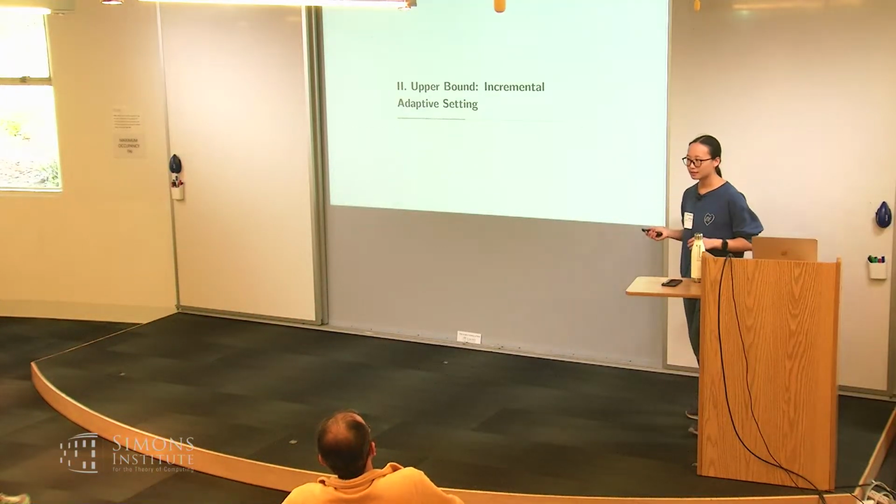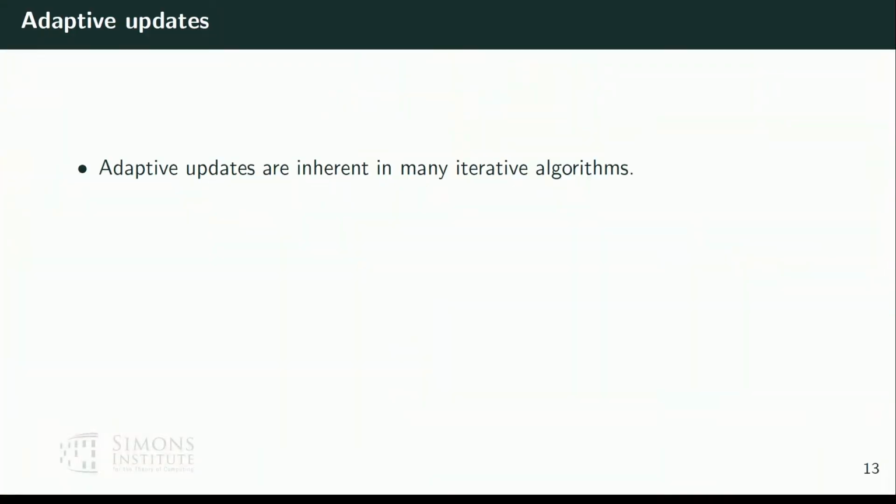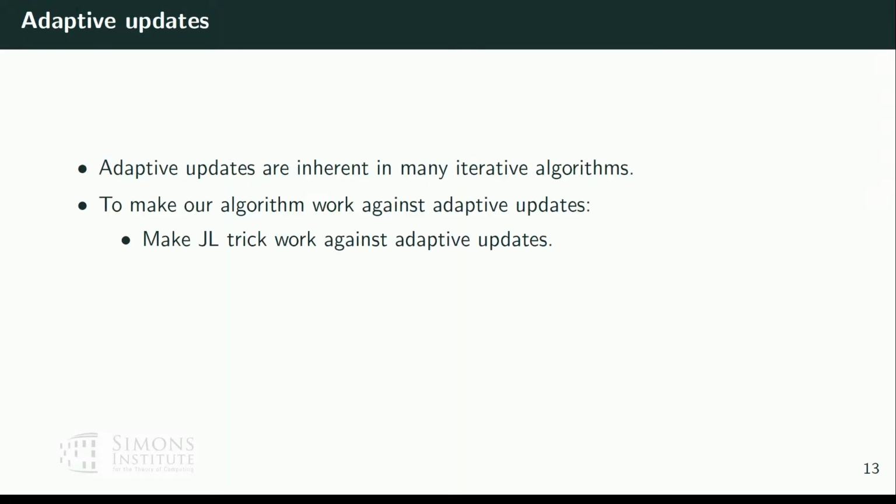Okay. So next, let me move on to our upper bound for the incremental but adaptive setting. Sorry, can I ask a question? When you are making this update, how do you manage the interaction between the randomness of... maybe there is nothing to manage. Yes, exactly. That's what I'm going to put right here. Let me go over this slide first and then see if that answers your question already.